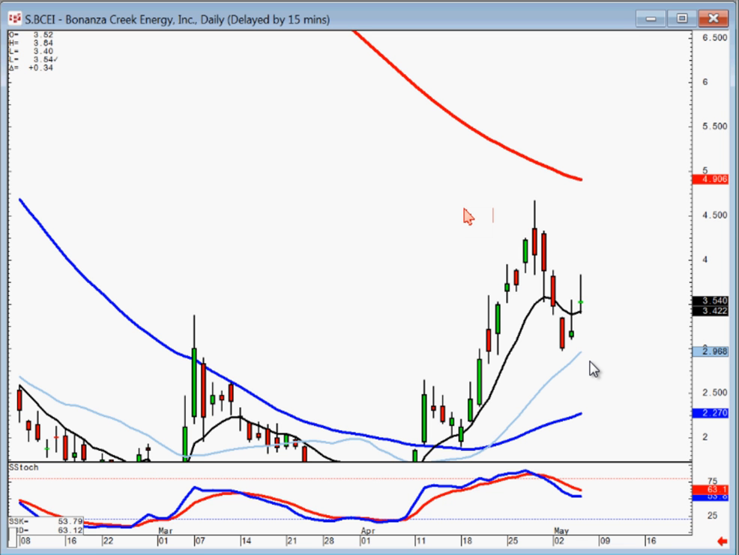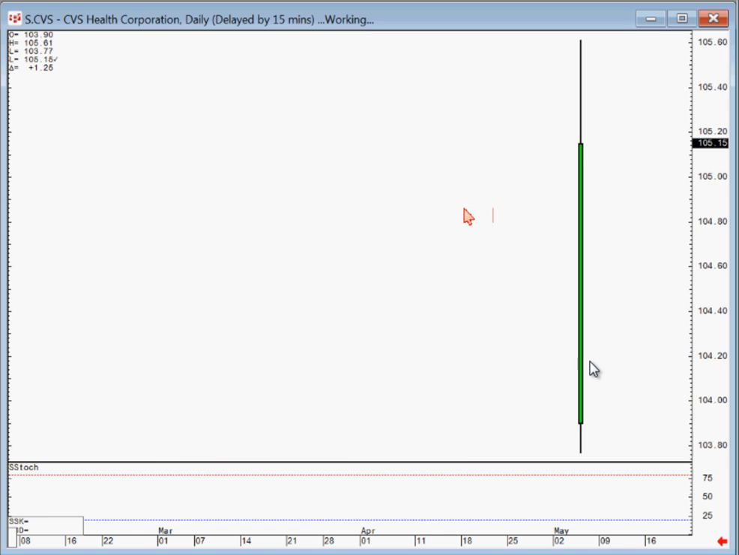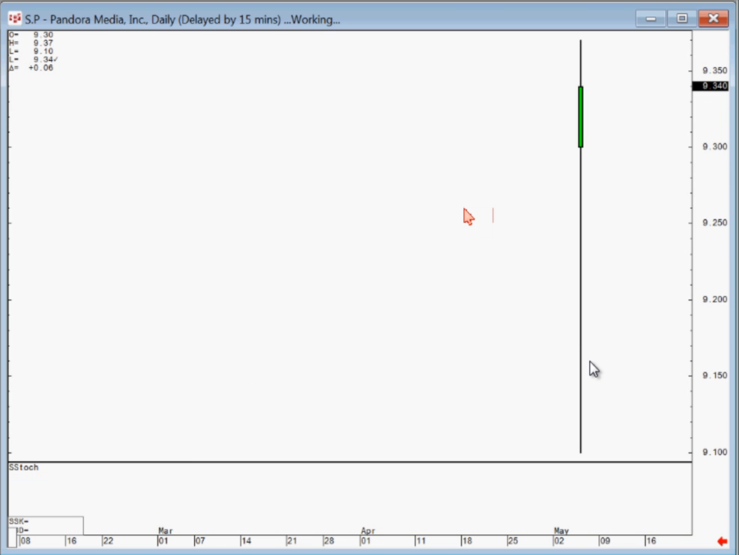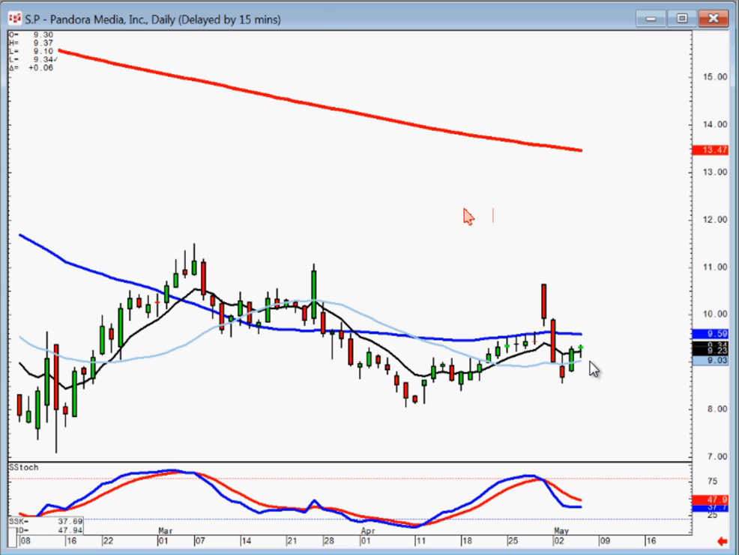See, we did Google. CVS, stay long. That's a good-looking chart. We did, let's see, Pandora. Wouldn't be long or short this one. There's no direction to it.